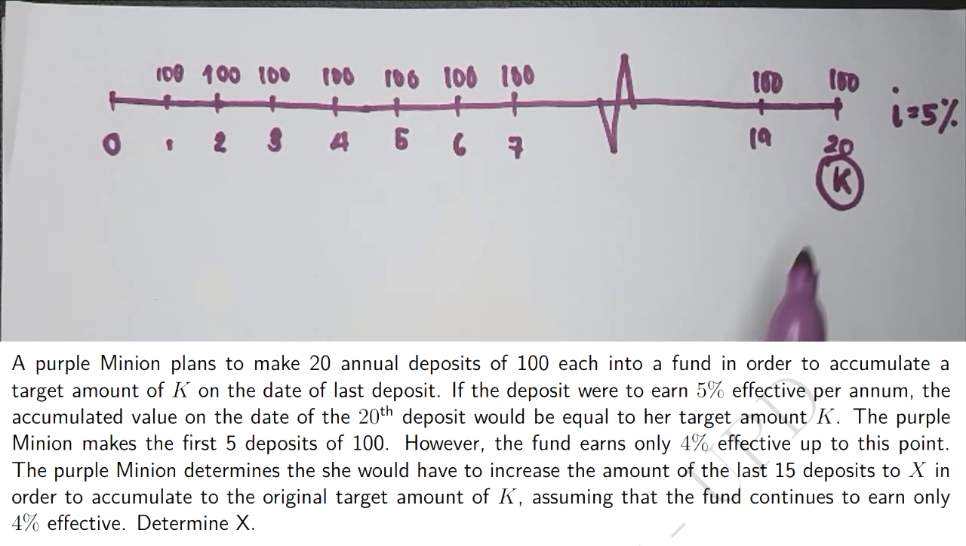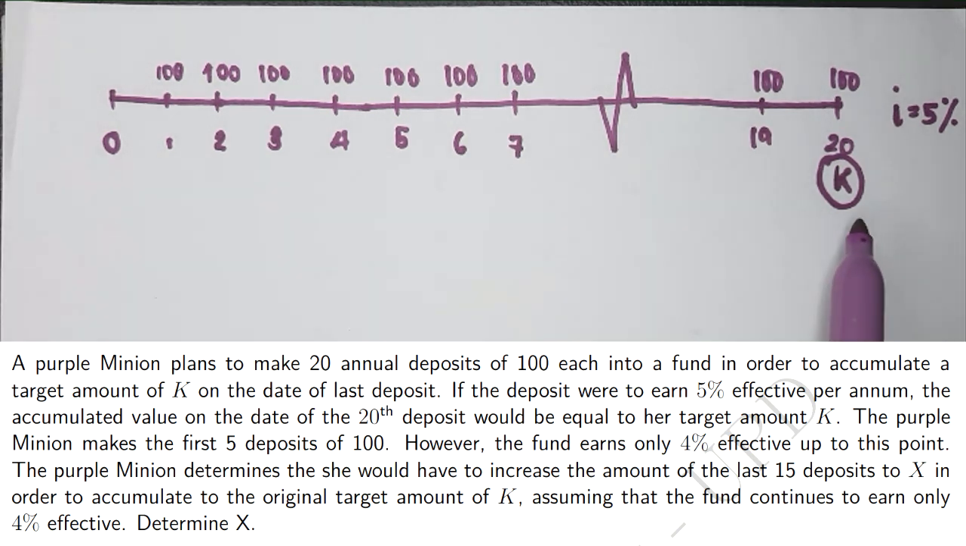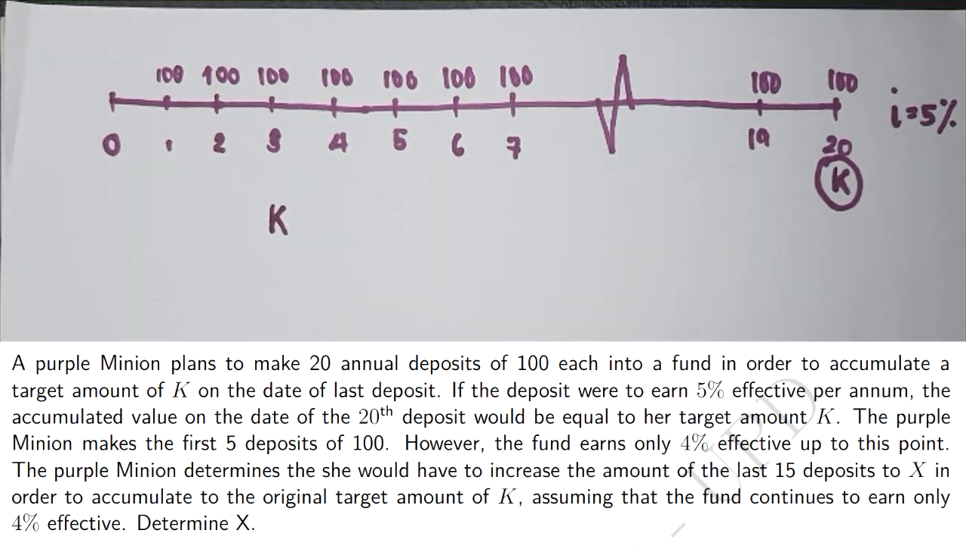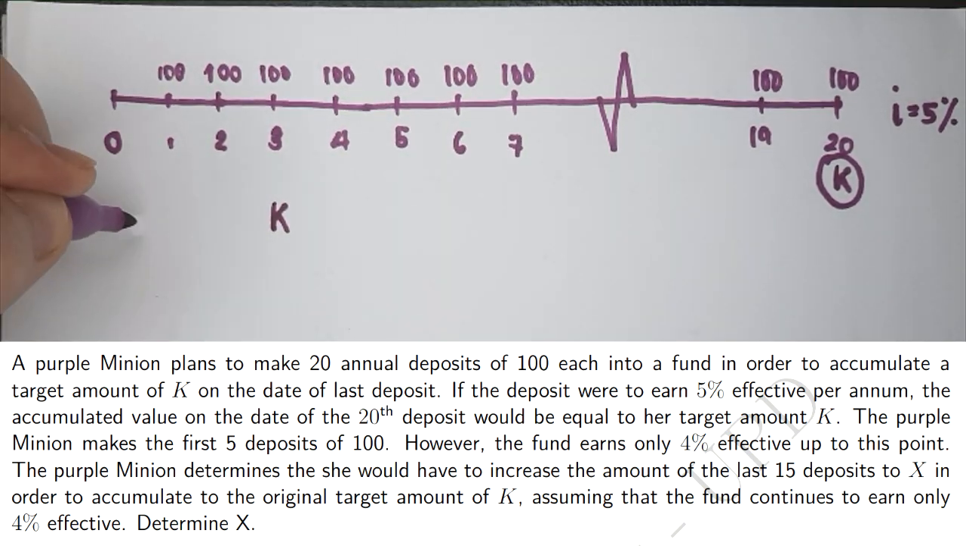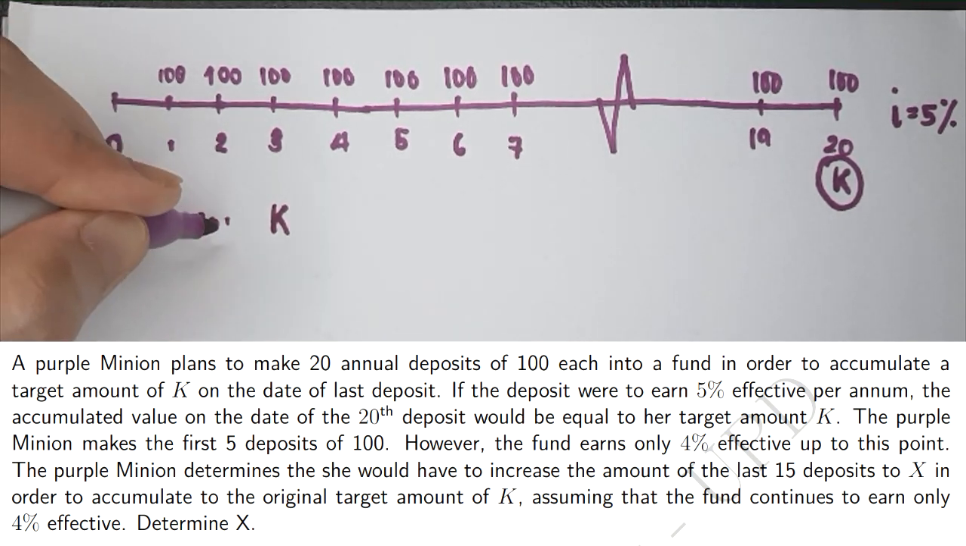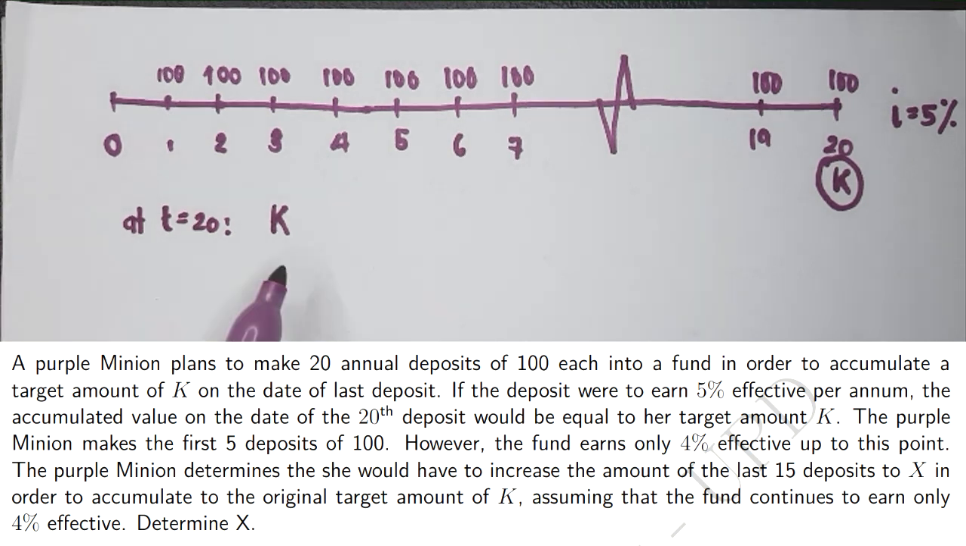Kasi accumulated value itong K. So, para hindi na natin i-value yan to time 0, lahat na lang, buhatin natin to time 20. If we do that, what do we have? So, yung perang papasok kay purple minion is K. So, let's write K here. Yan yung perang papasok, valued at T equals 20. So, ito yung perang papasok kay purple minion.